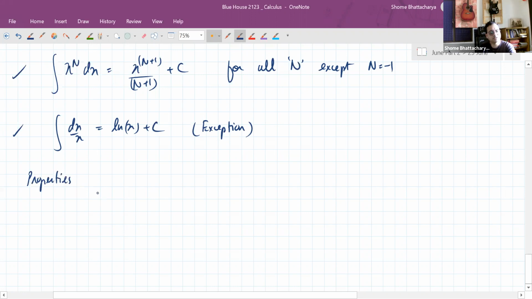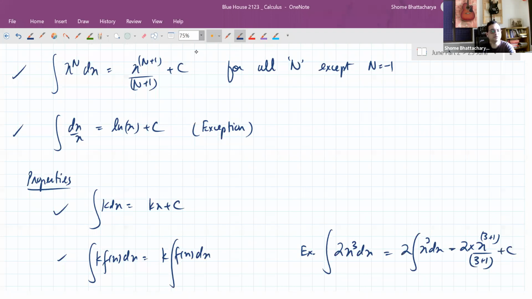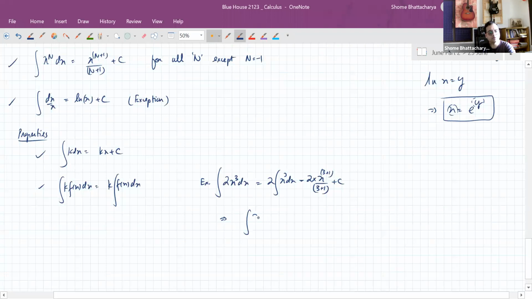The first property we saw earlier today, that integration of a constant is a linear function. The next one was integration of a constant times a function becomes constant times integration of the function. For example, if I have integration of 2x cubed, I'll take the 2 outside and apply the formula. This will become 2 into x to the power n plus 1 upon n plus 1, so that's 4 in this case, plus c. So the antiderivative of this function 2x cubed will finally come out to be x to the power 4 by 2 plus c.